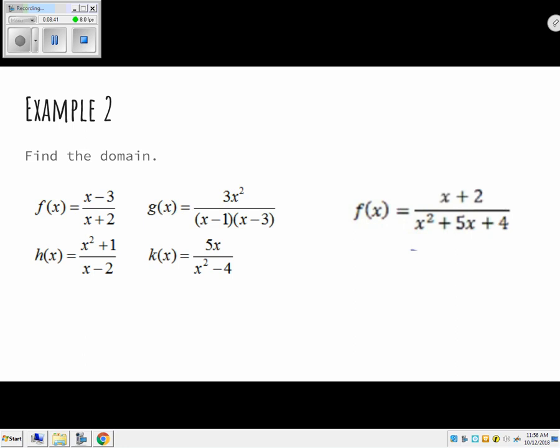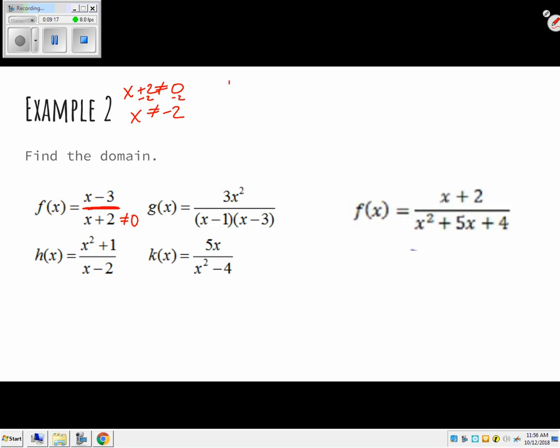Something I think about with domain and rational functions is what will make my calculator say error. What makes my calculator say error whenever I am dealing with division? Well, dividing by 0. So I know that I do not want this bottom down here to equal 0. So if I bring that up, x plus 2 cannot equal 0. I see that x cannot equal negative 2 if I subtract 2 from both sides. And that is my domain.